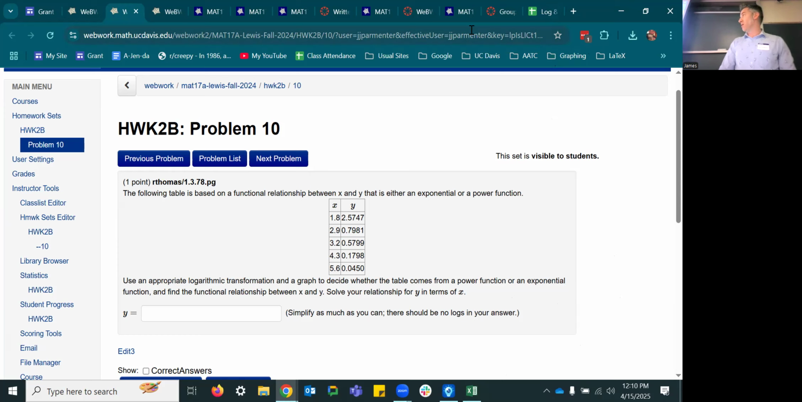So let's say we wanted to answer this question. We got this table. It's based on either an exponential or a power function relationship. We're going to do the transformation, and then we're going to decide what's the best fit. So we're going to grab our stuff, and let's go ahead and do it in Excel.